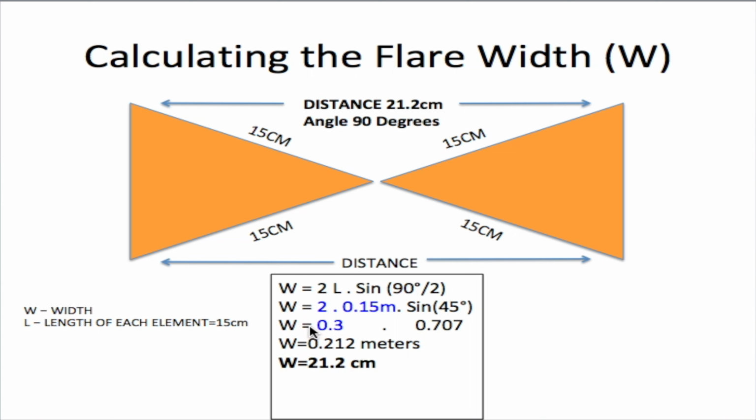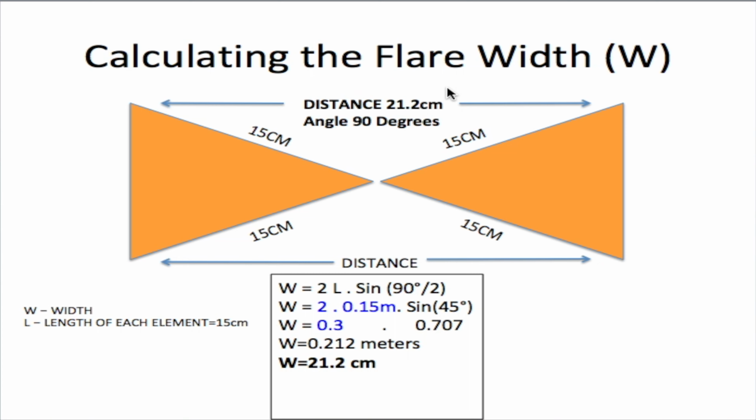So here I got W equals 0.3 times 0.707, which is the sine of 45 degrees, 0.707. So I just multiply 0.3 by 0.707, and I got W equals 0.212 meters, which is 21.2 centimeters, and that is what I have above here. So this information is needed when using some modeling softwares.